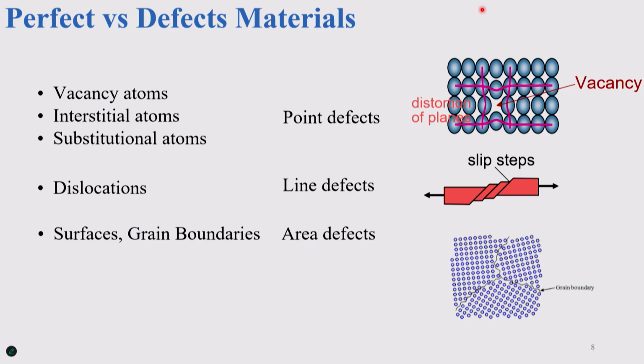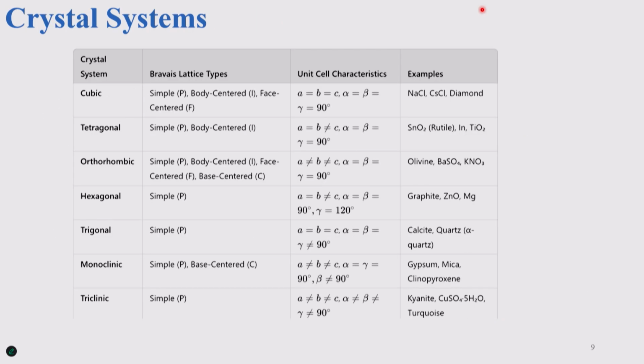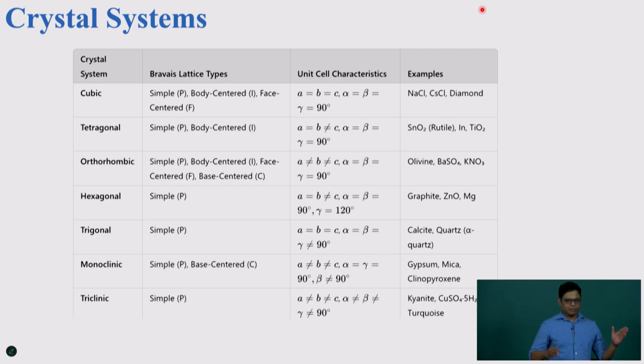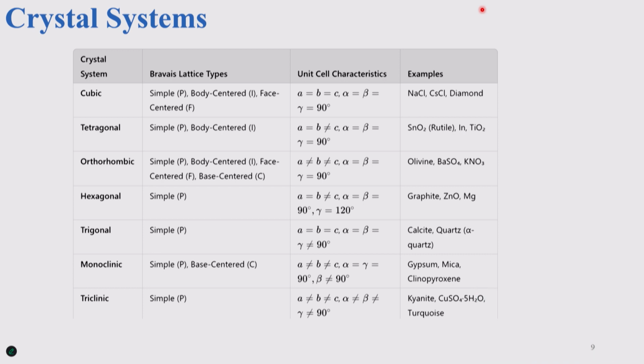And the fun stuff starts with defects in materials. So if you want to do materials modeling or materials design, you should think about defects. Crystal systems, a similar idea of classification. Some people call it metal, ceramic, polymer, but no, I'm going to classify into 7 classes: cubic, tetragonal, orthorhombic, hexagonal, trigonal, monoclinic, and triclinic.